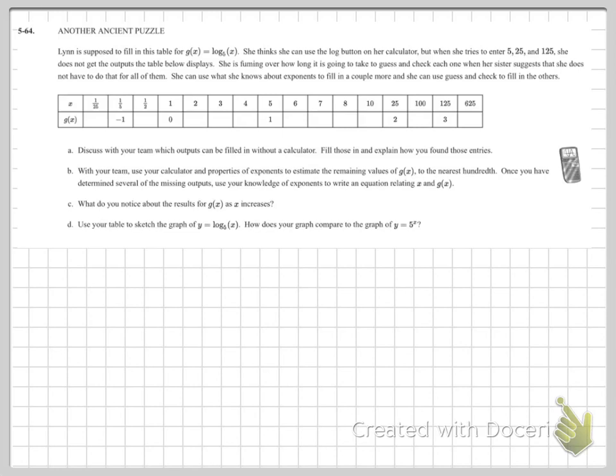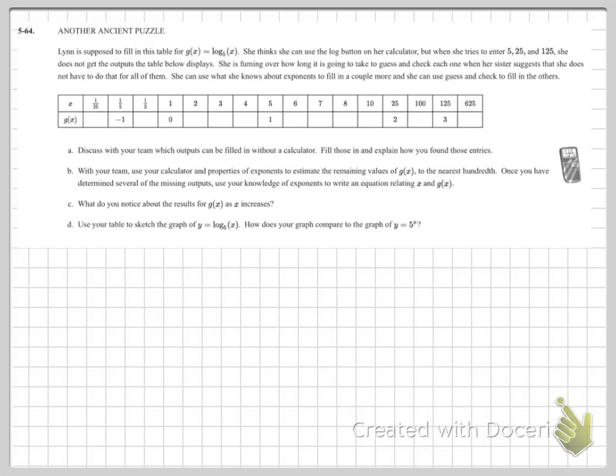Another ancient puzzle. Lynn is supposed to fill in a table for g of x equals log base 5 of x. Oh, okay, so they tell us it's log base 5 of x. She thinks she can use the log button on her calculator, but when she tries to enter 5, 25, and 125, she does not get the outputs in the table below. She is fuming over how long it's going to take her to guess and check each one, when her sister suggests that she does not have to do it for all of them. She can use what she knows about exponents to fill in a couple more, and she can use guess and check for the others. Discuss with your team which outputs can be filled in without a calculator.